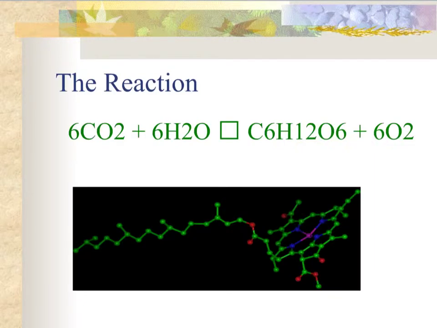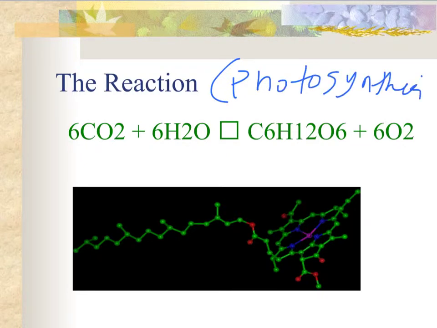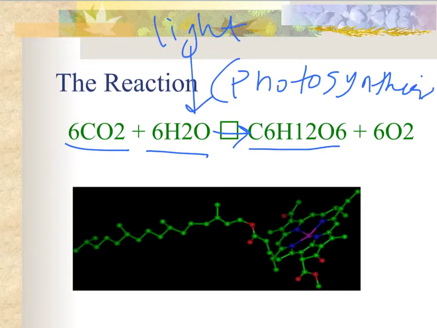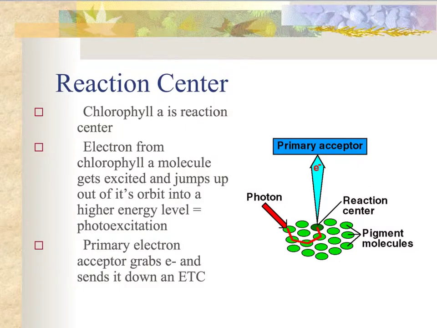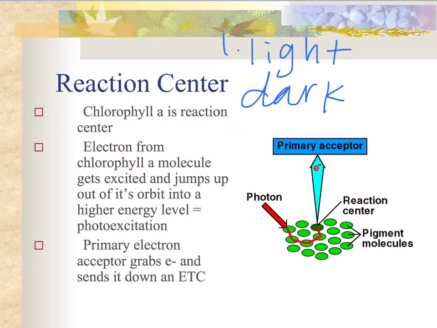And here's our reaction that is actually what's photosynthesis. We have 6 carbon dioxides and 6 waters, with that light energy coming in, obviously. Light energy coming in gives us glucose and 6 oxygen. Okay, there's 2 different parts to photosynthesis. There's the light reactions and what's called the dark reactions. So we're going to talk about the light reactions first. This is what happens first.